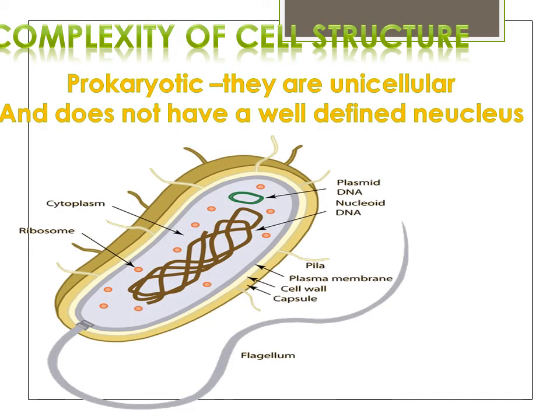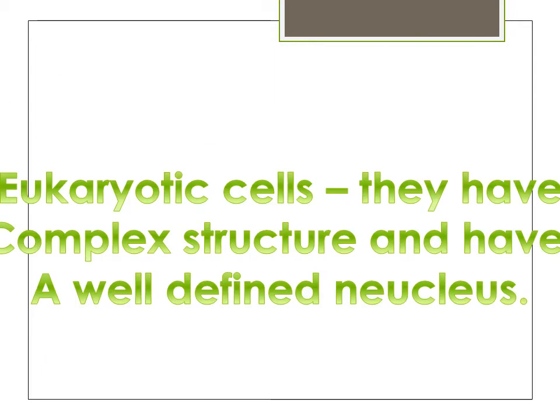Complexity of cell structure. Cells are of two types, prokaryotic and eukaryotic. Prokaryotic cells are unicellular and do not have a well-defined nucleus. The picture on the screen makes this clear about the prokaryotic cells. Eukaryotic cells are more or less opposite to the prokaryotic cells. They have a complex structure and a well-defined nucleus.